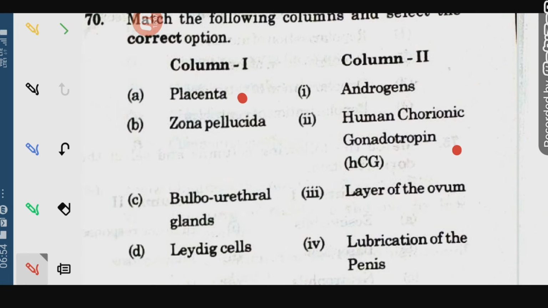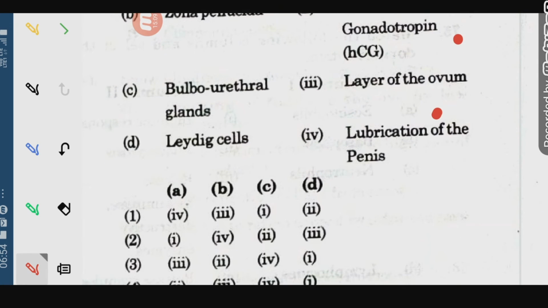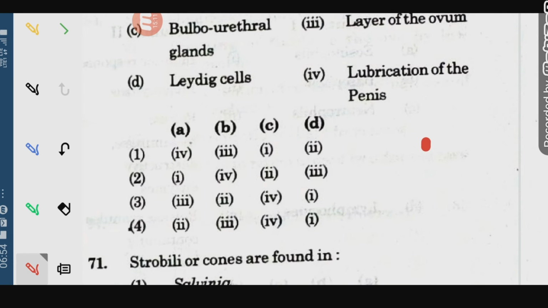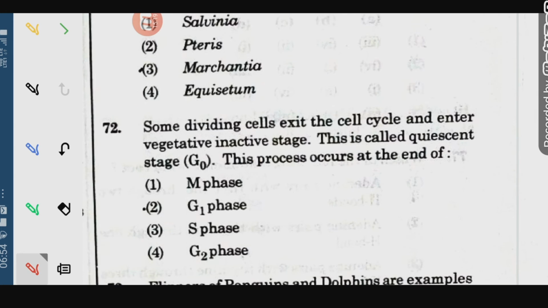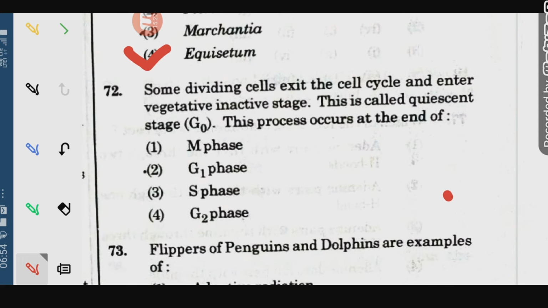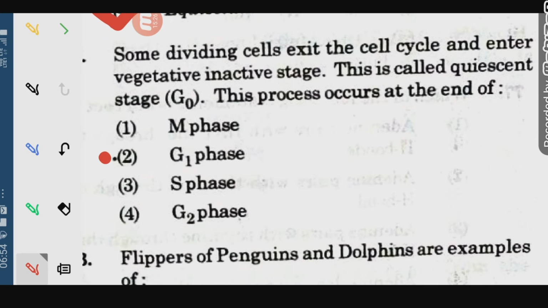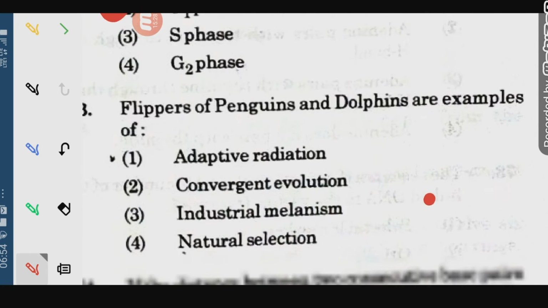Strobili can be found in equisetum. These are cones. Okay, some dividing cells exit the cell cycle and enter the vegetative phase. This is quiescence. This phase occurs at the end of G1 phase. Flippers of penguin and dolphin is an example of convergent evolution. Okay, this is a direct question from NCERT. This one would be the correct answer.